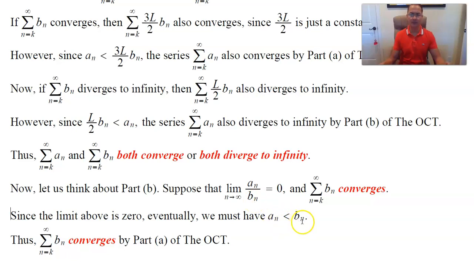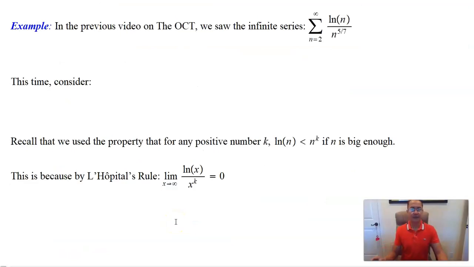All right, but we know that the series made from the denominators converges. So therefore, the series that we have, summation of a sub n, must also converge by the OCT. All right, and of course, part C is also proven in a similar way.